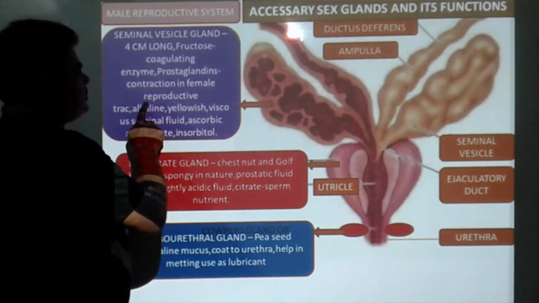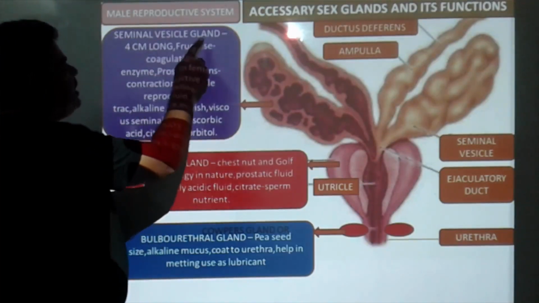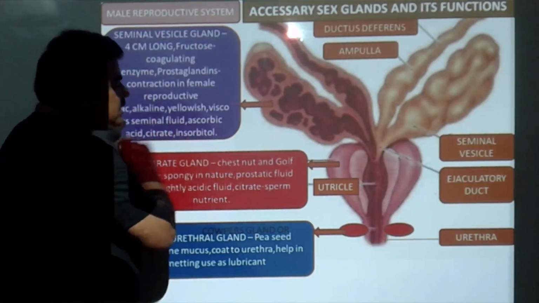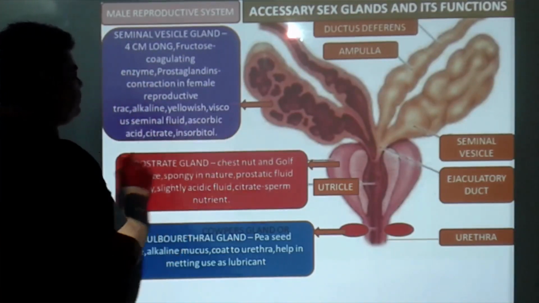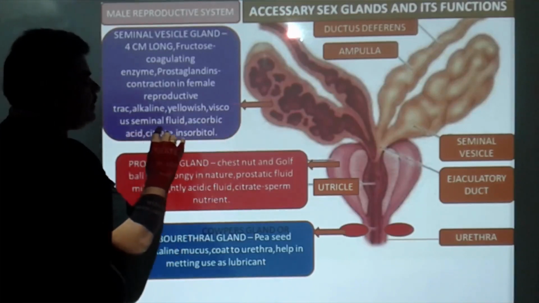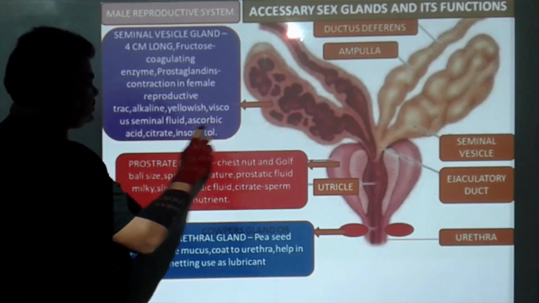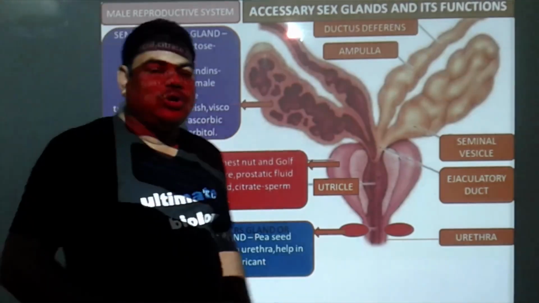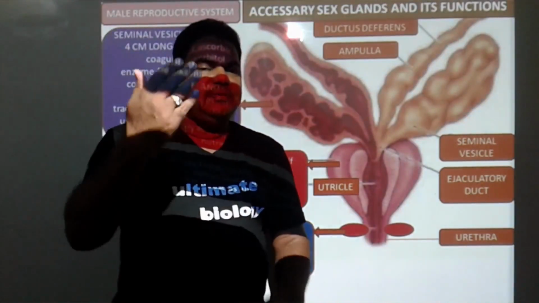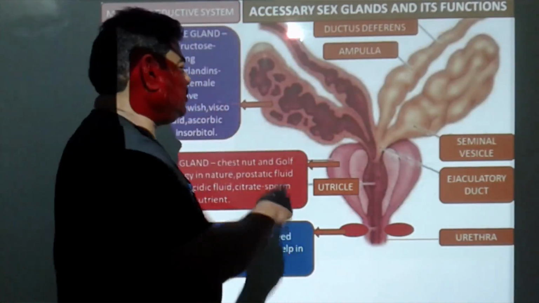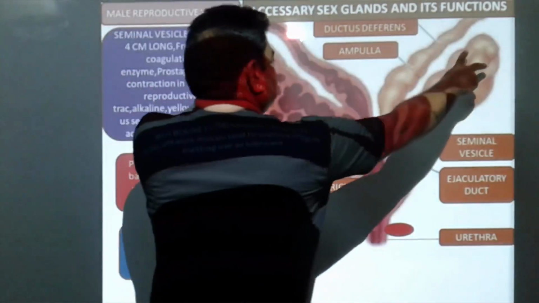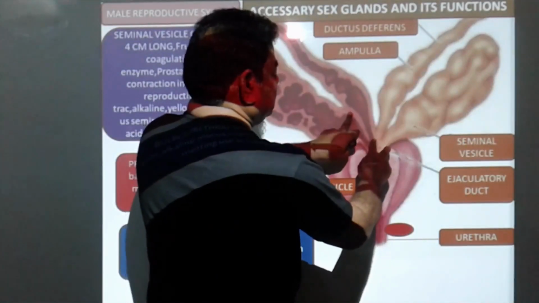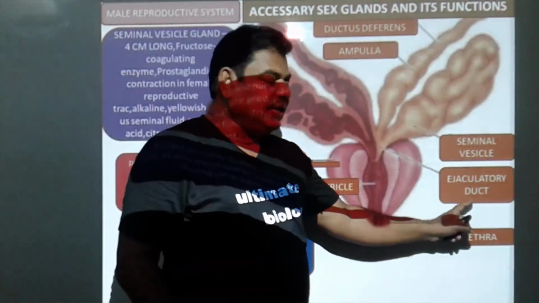These are prostaglandins. Next, the seminal vesicle secretion is alkaline in nature, somewhat yellowish in color. It is a viscous seminal fluid in which ascorbic acid is present, citrate is present, and sorbitol is present. So many materials like this get released from the seminal vesicle glands, and all these materials are released into the common duct we call the ejaculatory duct.